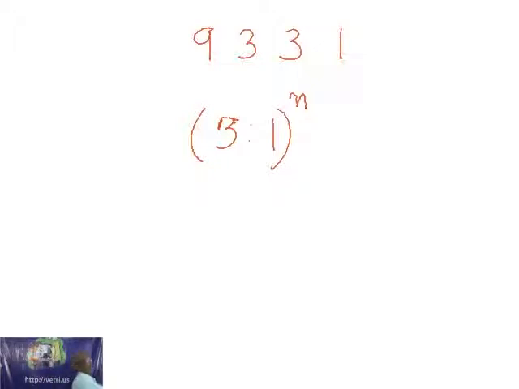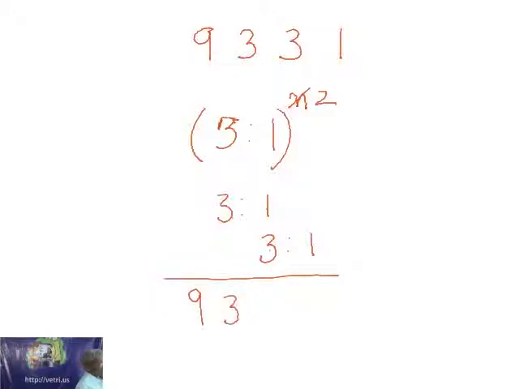So, if it is a dihybrid, it means (3:1) squared. So 3:1 into 3:1, you will be getting 3 into 3, 9, 3 into 1, 3, 1 into 3, 3, 1 into 1. So it is 9:3:3:1. So what is this 9:3:3:1? It is not a fundamental ratio.